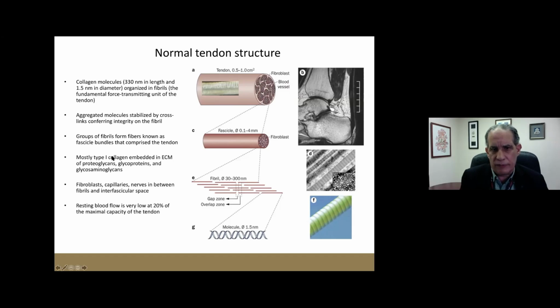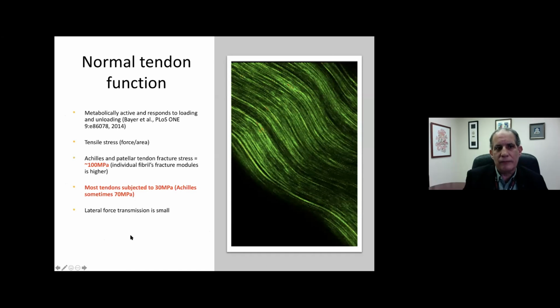Now, there is an important message on the slide. Blood flow is very low at rest. Again, resting blood flow is very low, and that sometimes is a problem in terms of delivering drugs and also in terms of regeneration of damaged tissue. The tendon is metabolically active. This is not a quiet, passive organ or tissue.